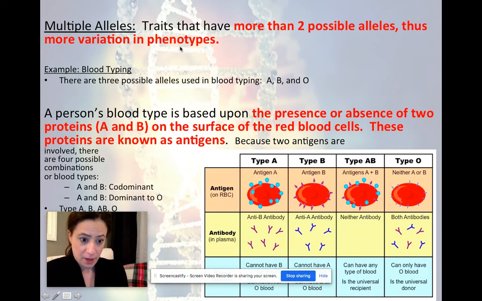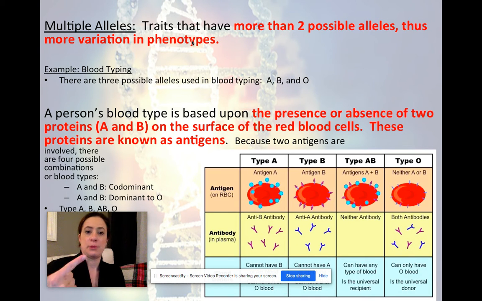Okay, so going here. This is determined by multiple alleles. So these are traits. Blood type is a trait that has more than 2 possible alleles, and therefore there's more variation in phenotypes. So when we were looking at the dog colors, there was B for black and W for white. With the horses, there was the red coat or the white coat. But here there's more alleles.